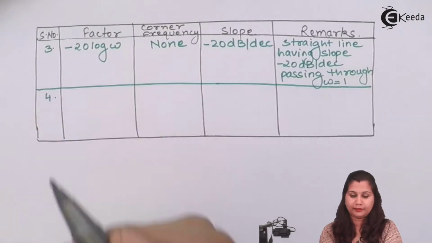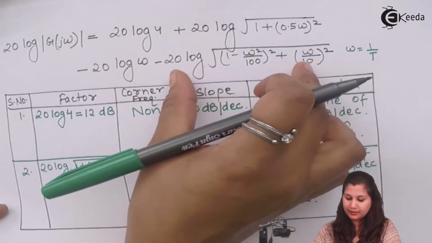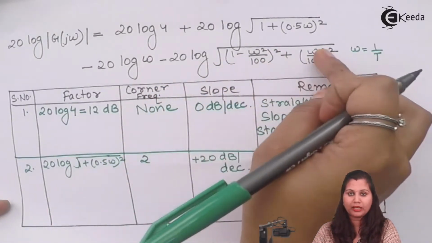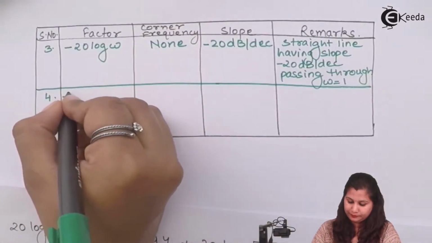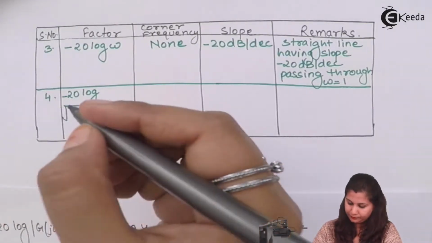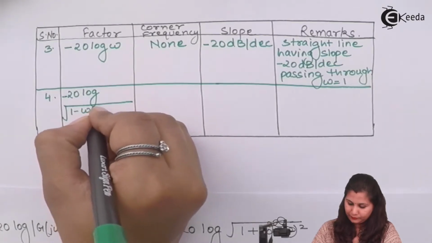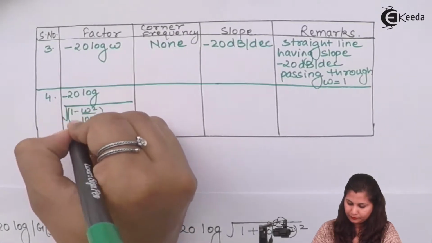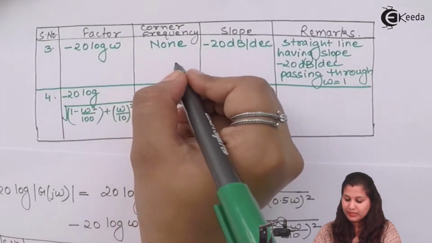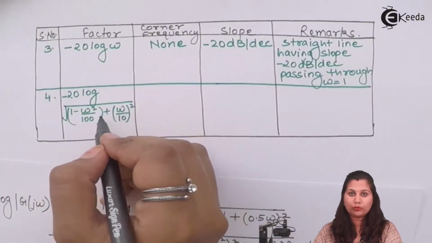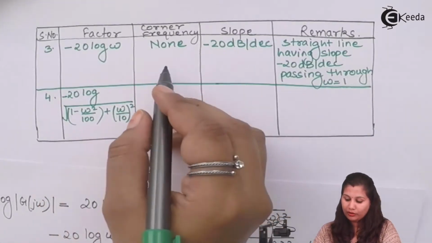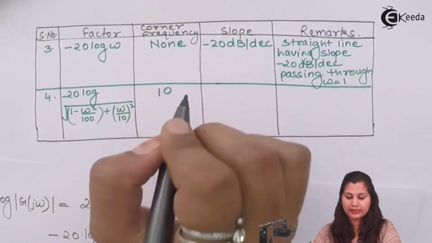Now comes our fourth factor. So the fourth factor is this term minus 20 log under root of 1 minus omega square by 100 plus omega by 10 square. Now the corner frequency will be, here we will have omega equals to 1 by t, and t is here 1 by 10. So our corner frequency will be 10 radians per second.